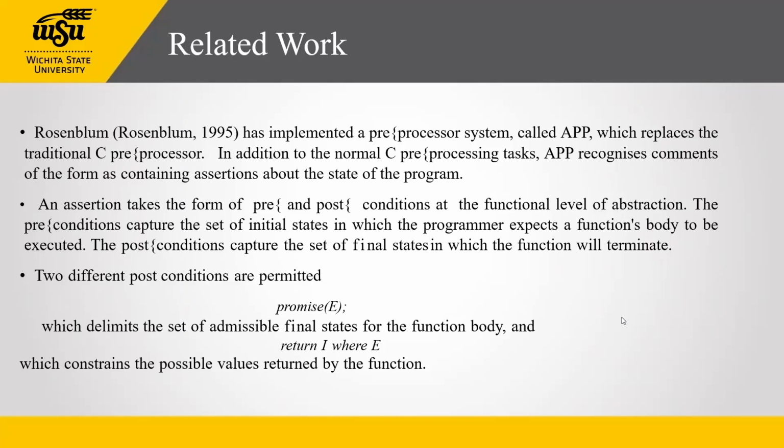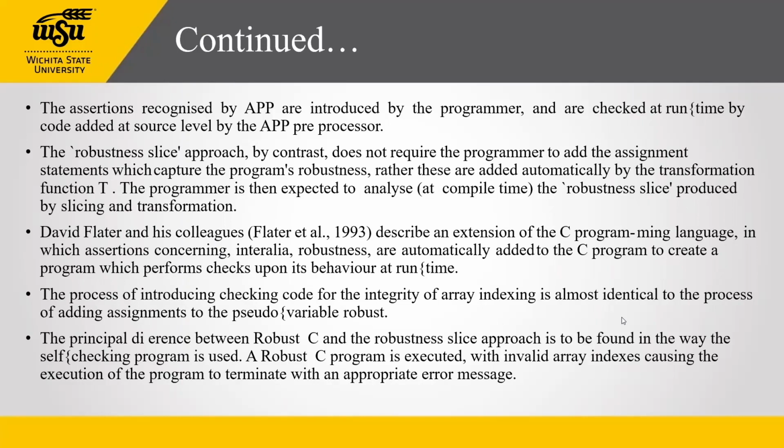Two different post conditions are permitted: promise E, which delimits the set of admissible final states for the function body, and return I where E, which constrains the possible values returned by the function. The assertions recognized by APP are introduced by the programmer and are checked at runtime by code added at source level by the APP preprocessor. We completely use the APP preprocessor now to check the runtime and everything.